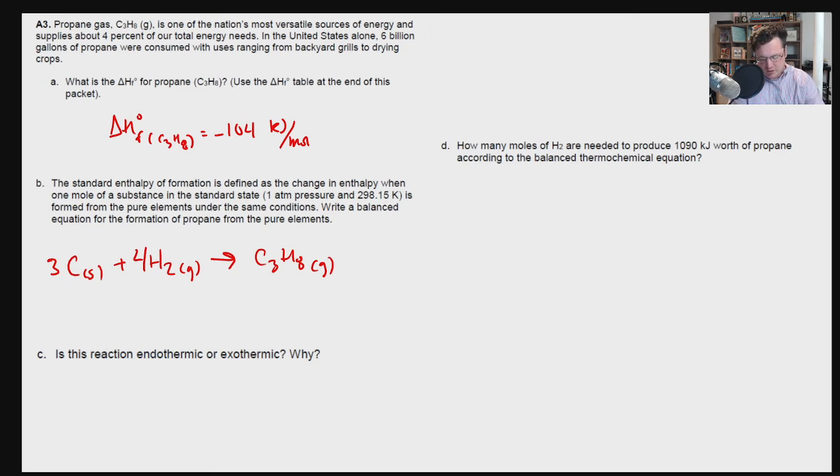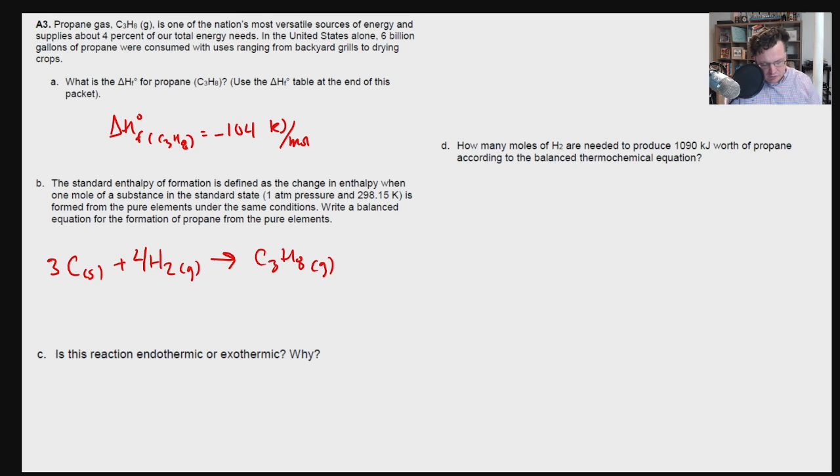The first thing we want to do is figure out how many moles of propane we're going to form when we give off 1,090 kilojoules. Then we can use the balanced equation from part B to figure out how many moles of H2 are actually required in that case.